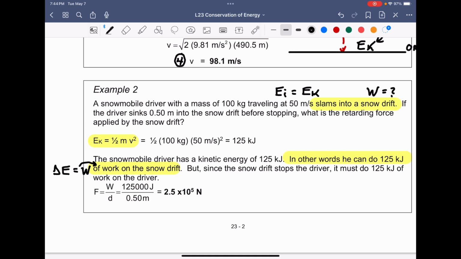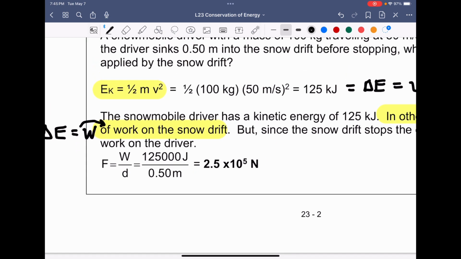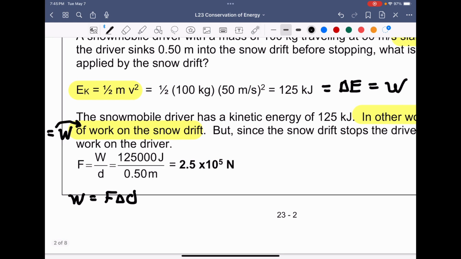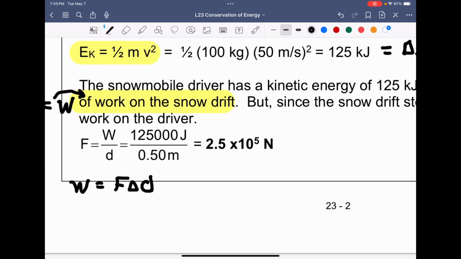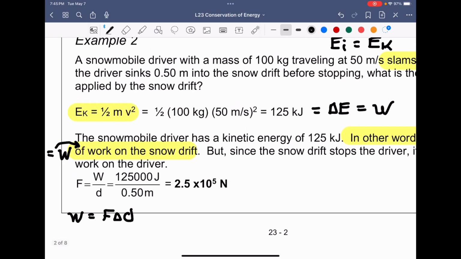Now, when we look at this, we now have our idea that the work is that change in energy. So this is the same as saying the change in energy, which is equal to the work. And then when we go down below on our formula sheet, we actually know that the work is equal to force times the delta D. And so in order to get force, they say what force of that is applied when we slam into this snowdrift causes us to come to a rest. Well, we come to rest over this 0.5, or they sink 0.5 meters into the snowdrift, meaning that the work must be done over that distance.